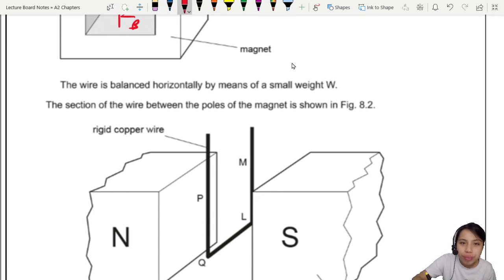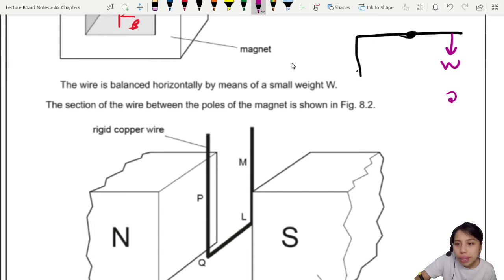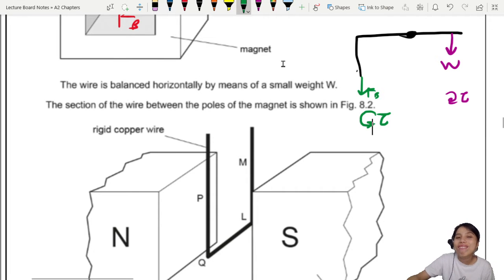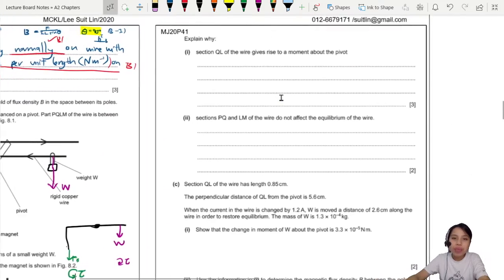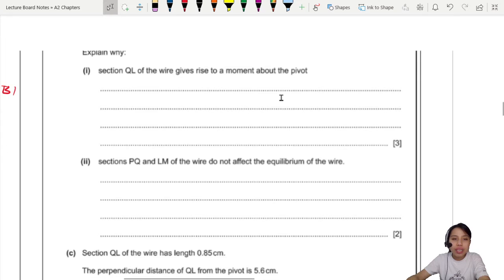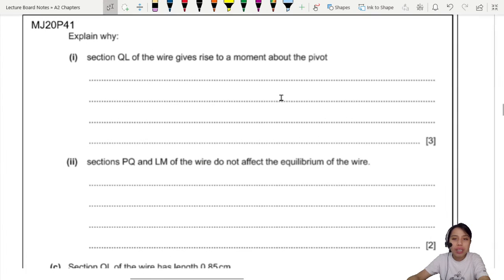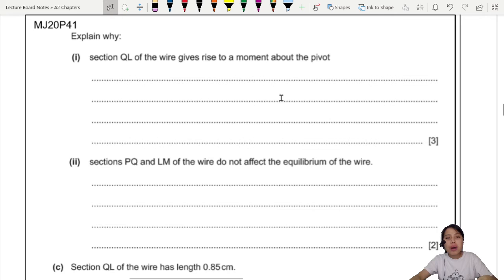Let me draw that out for you. Like this is the wire, right? You have a pivot point somewhere here. You have a weight causing a clockwise moment or torque, and you also have a magnetic force causing an anti-clockwise moment or torque. Okay, let's see the question now. This is interesting. They combine the AS topic with A2. Number 1, explain why the section QL gives rise to a moment about the pivot. Why will QL cause a moment?